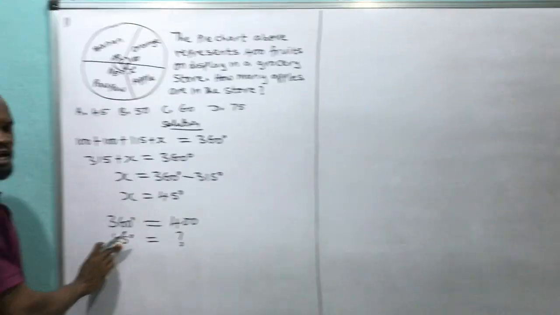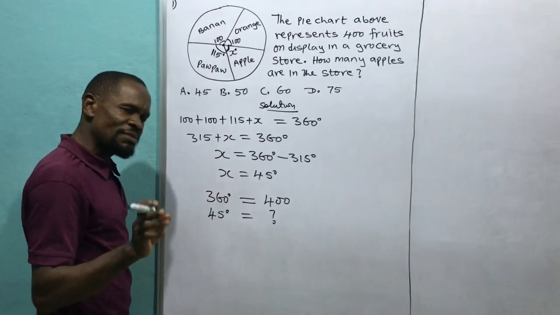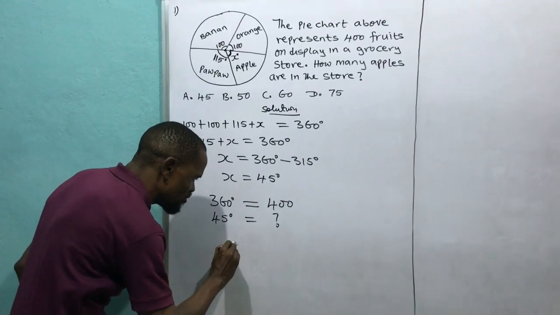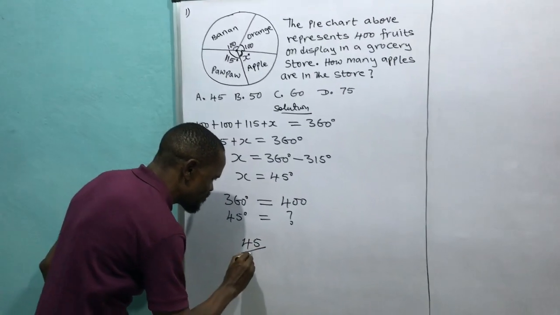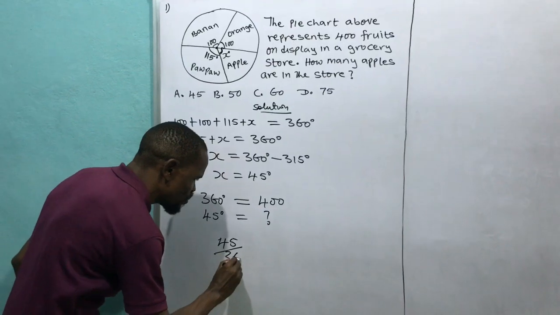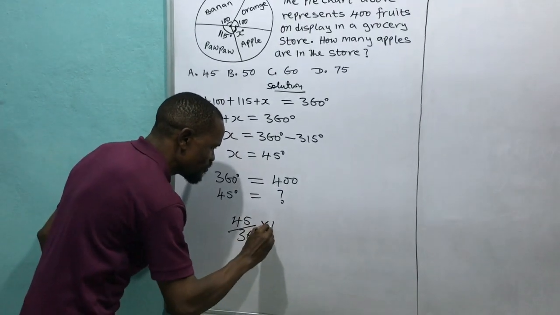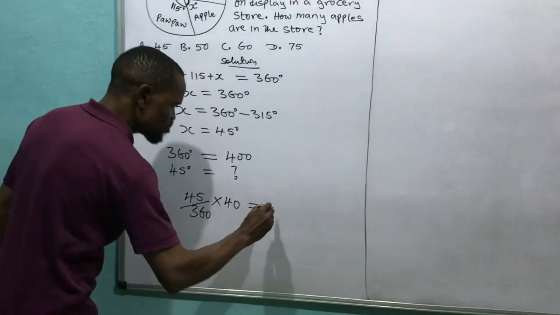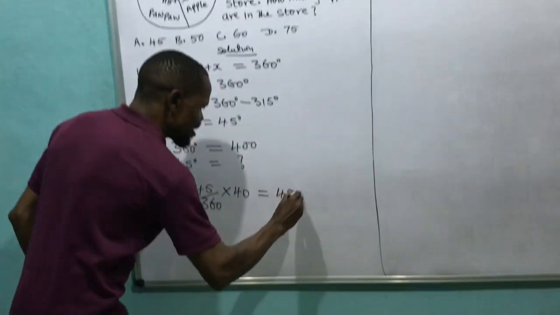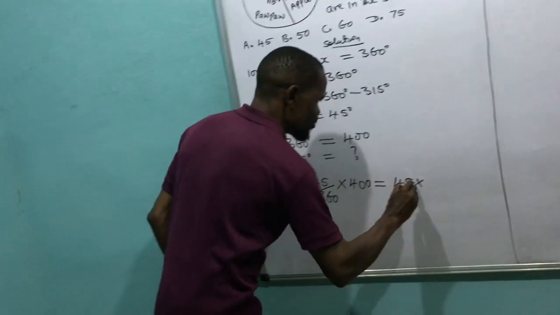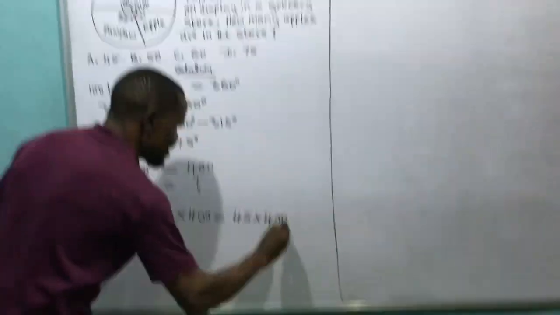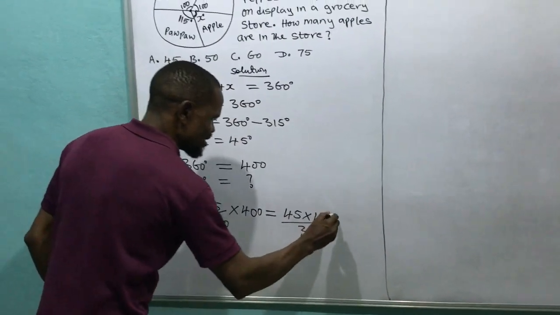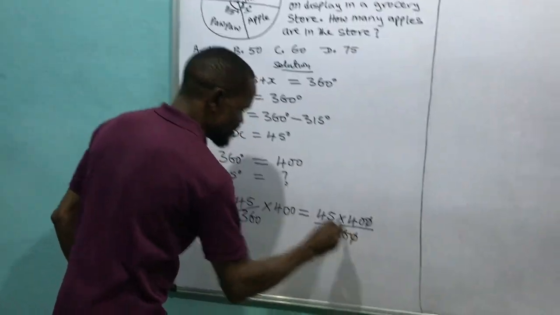This is the comparing value, and I said my reference point always divides. And that's what we have: 45 divided by the reference point, times 400. That's how we get that. And it is equal to 45 times 400 over 360 degrees. Then I can now say this cancels this. I think you are following me.